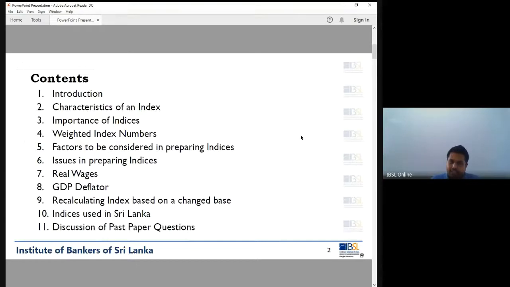7 and 8 areas are some most commonly used usages of indexes, where we are going to discuss the real wages and GDP deflator. And section 9 is also very important. There we are going to discuss, once we do an indexing, what if we are going to change the starting point or the base year, we call it as that. So with that plan in mind, let's start our discussion on indexing.